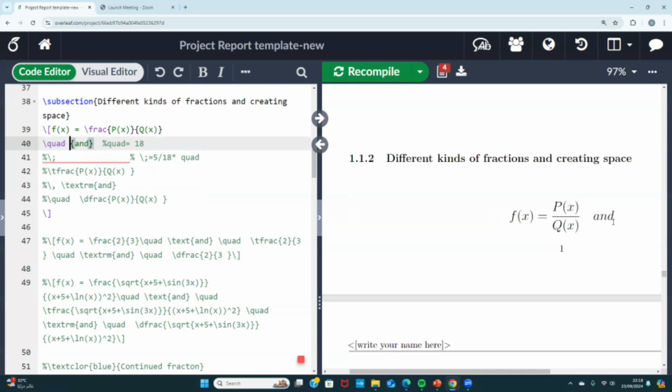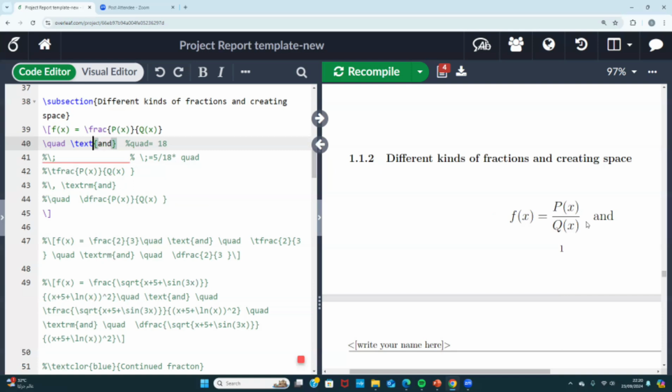That is A N D. Notice that this is not an alphabetical letter A; it's a mathematical notation A. So if you need to write text inside a math form, you need to use the code \text, so \text{and}. It is directing that we do not require the "and" as a mathematical notation; we need it as text. Now what does this quad mean? Quad creates a space from one expression to the other.